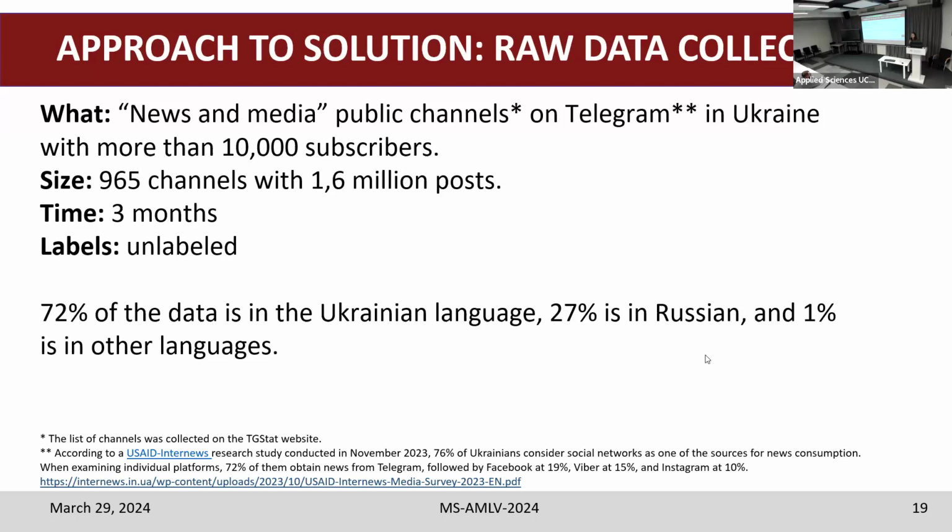First of all, we need to gather the data from the social media most popular for news consumption by Ukrainians, based on the USAID survey conducted in 2023. It's Telegram. So we gathered the list of public channels on Telegram in the category news and media registered in Ukraine with more than 10,000 subscribers. We have 965 channels with 1.6 million posts over the last 3 months of 2023.